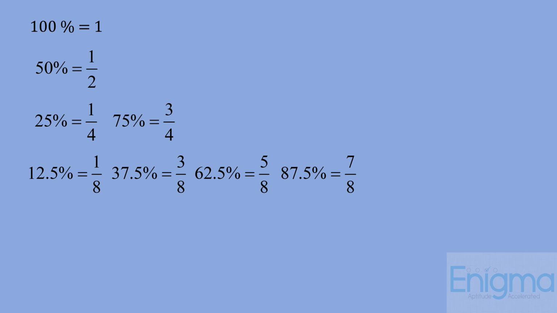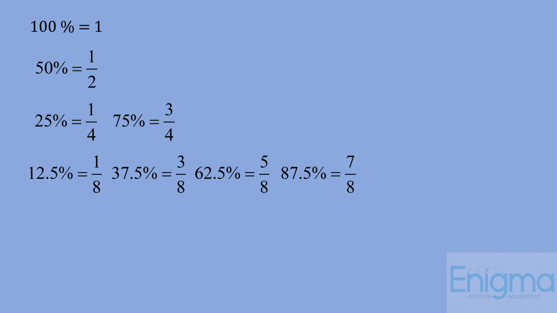2 by 8 is nothing but 1 by 4, which is 25%. 4 by 8 is nothing but 1 by 2, which is nothing but 50%. 6 by 8 is nothing but 3 by 4, which is nothing but 75%. Now if you carefully see the first values individually, you can see here that 100 when divided by 2 we get 50.